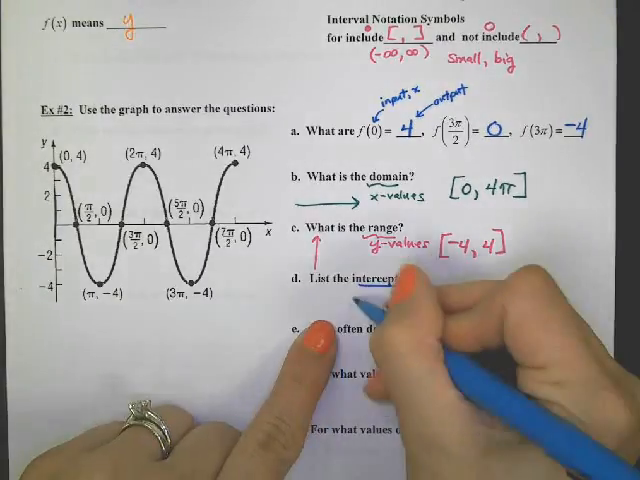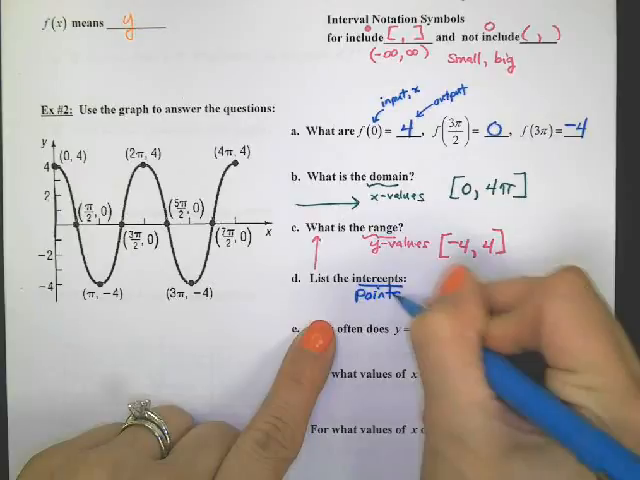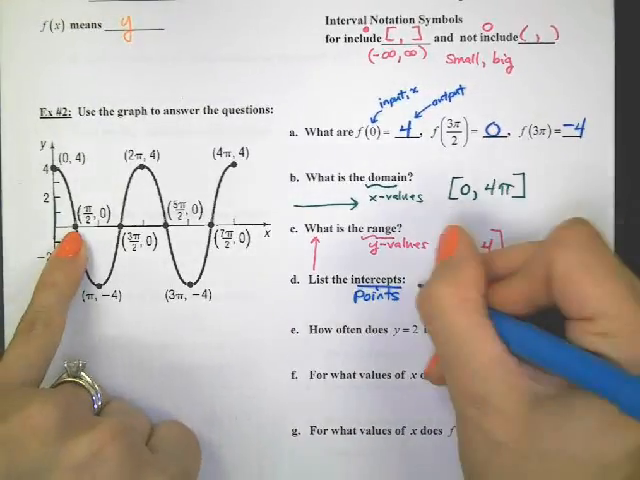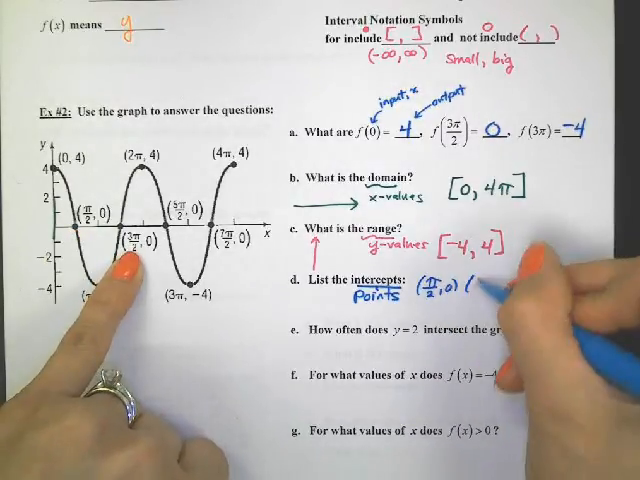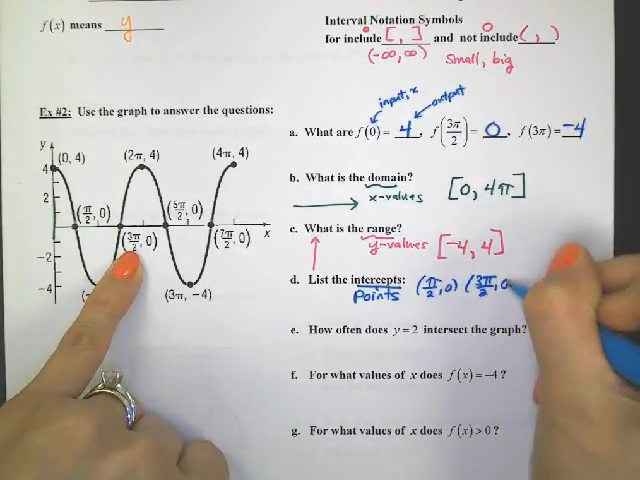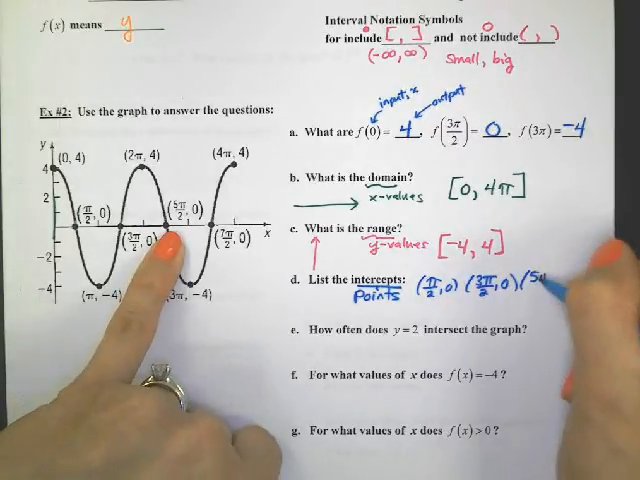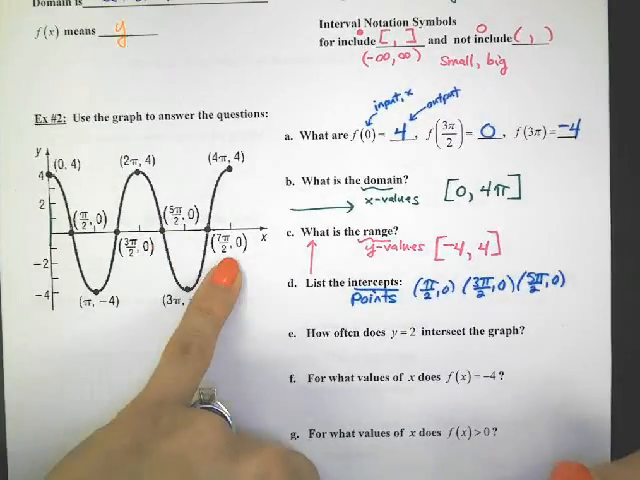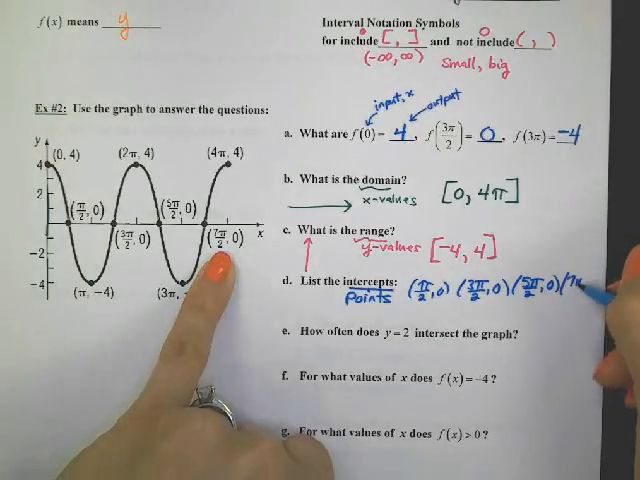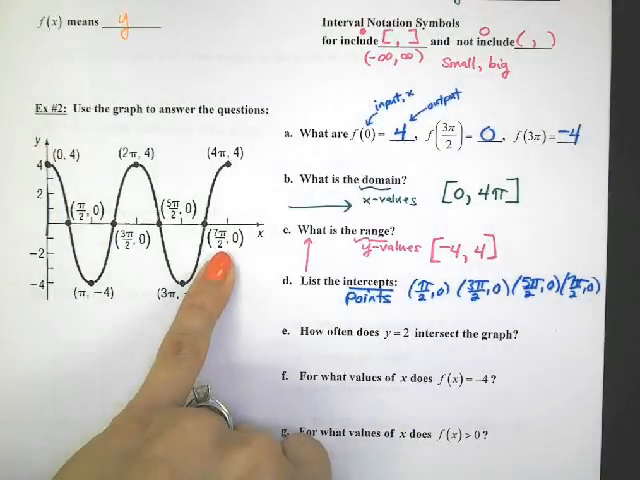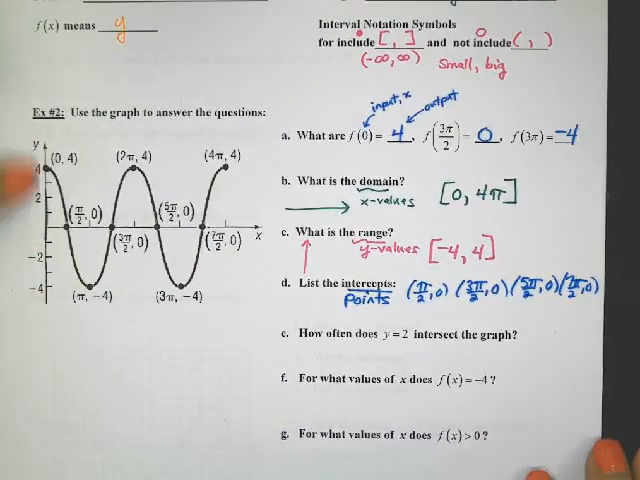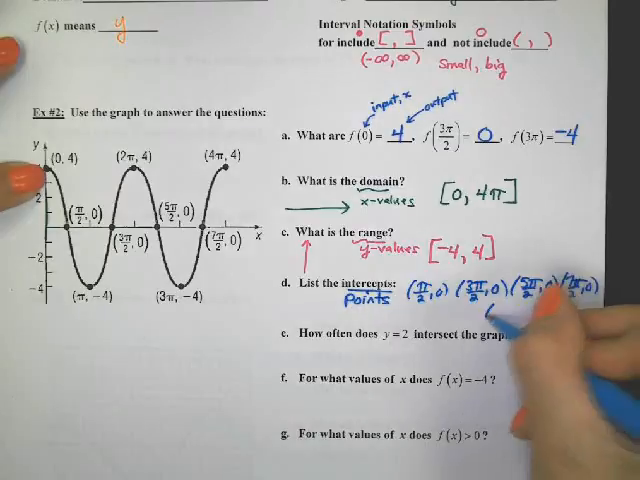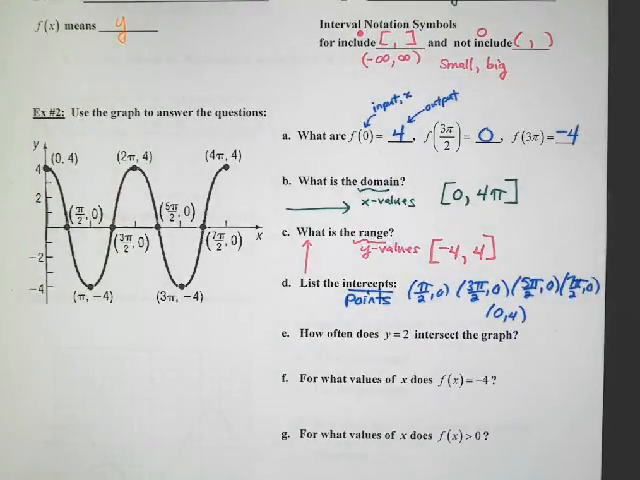Intercepts. Okay, remember, intercepts are points. So we're going to name some points. Here's an x-intercept, pi over 2 comma 0. Here's another one, 3 pi over 2 comma 0. Here's another one, 5 pi over 2 comma 0. Here's another one, 7 pi over 2 comma 0. Oops, I missed one. What about the y-axis? There's an intercept at 0 comma 4. So don't forget to look on the x-axis and the y-axis.